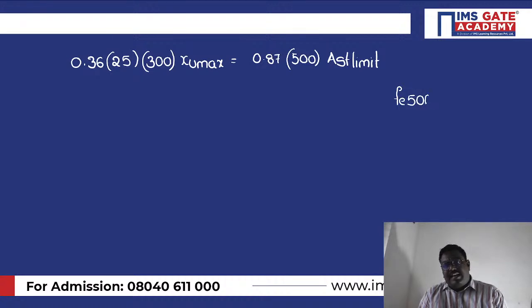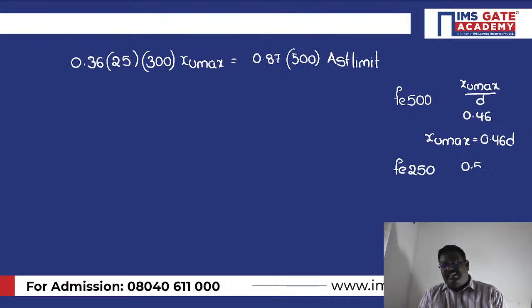Regarding Fe 500 grade of steel, my dear students, Xu max by d value is given as 0.46, or you can write Xu max is equal to 0.46 D. And to add for any problem, my dear students, if I consider Fe 250 grade, Xu max by d is 0.53. If you consider Fe 415, the value is 0.48 D.